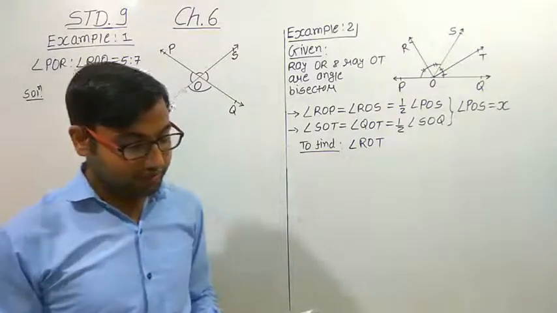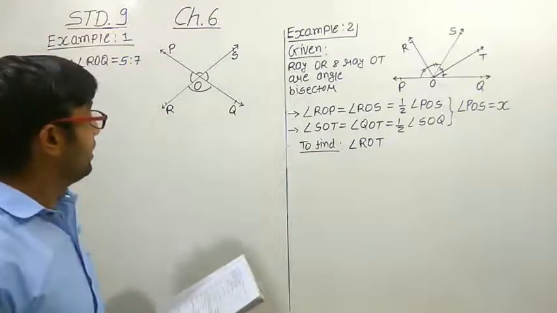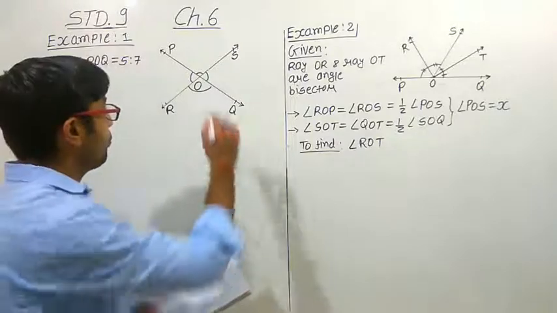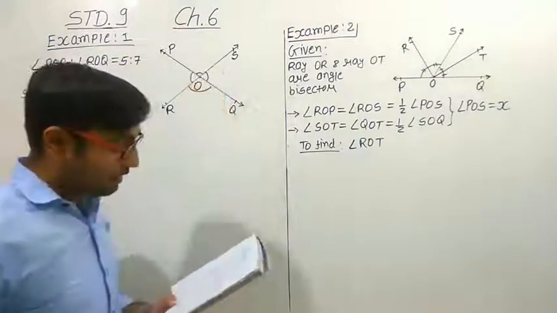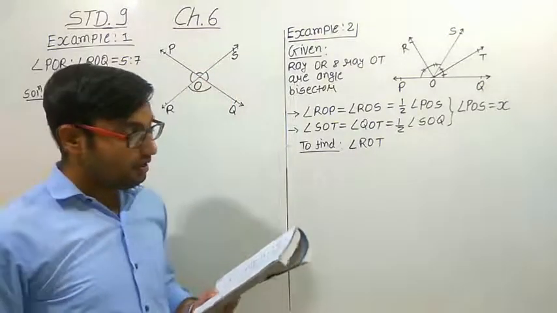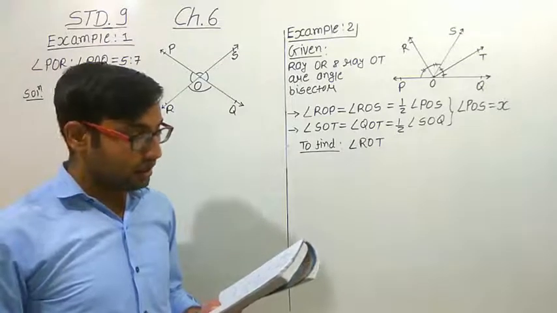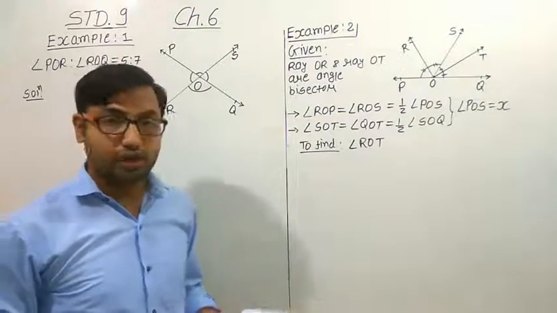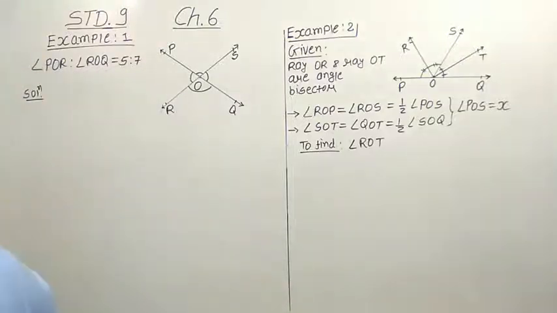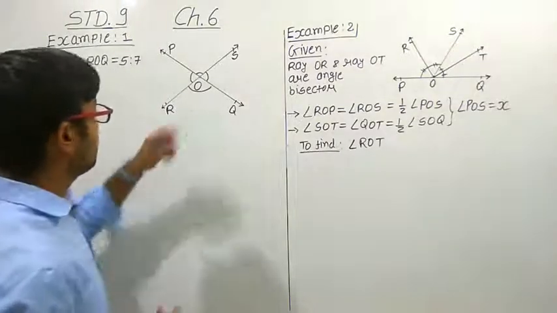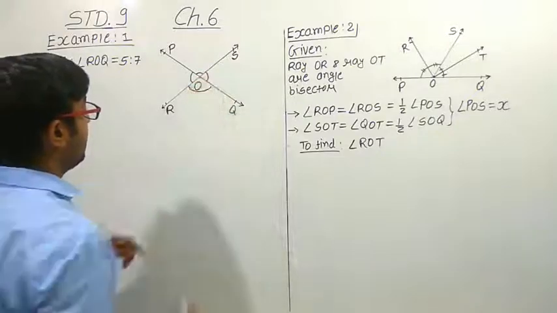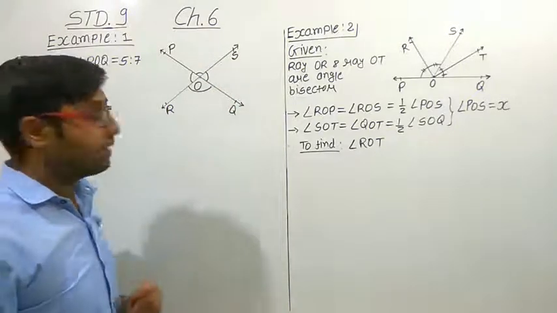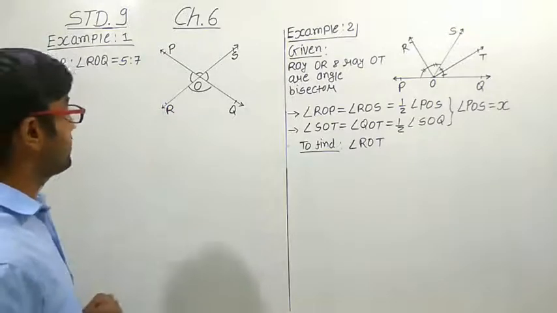Example number 1: we have been given a figure. Lines PQ and RS intersect each other at a point O. Both the lines are intersecting at this point. If angle POR to angle ROQ is 5:7, find all the angles. So here, if two lines intersect, we know that four angles are formed. So we have to find all the four angles.